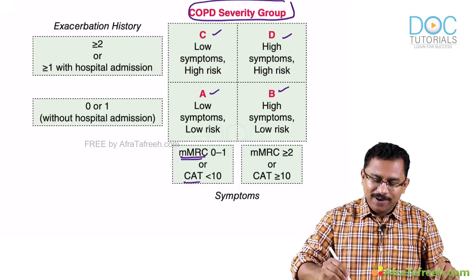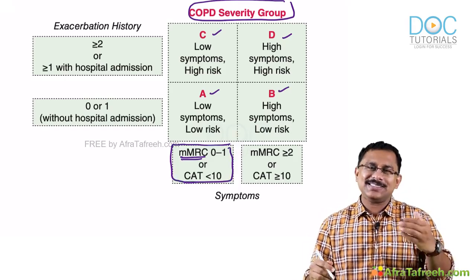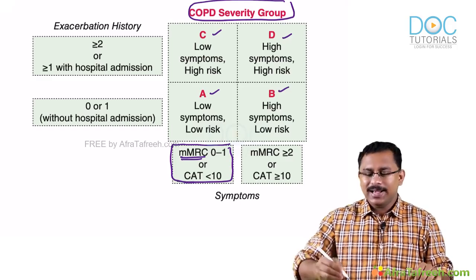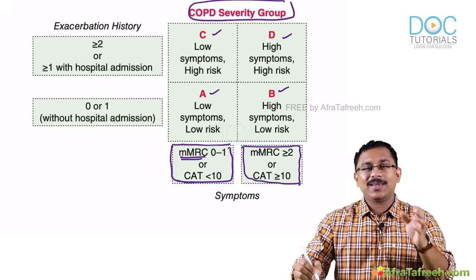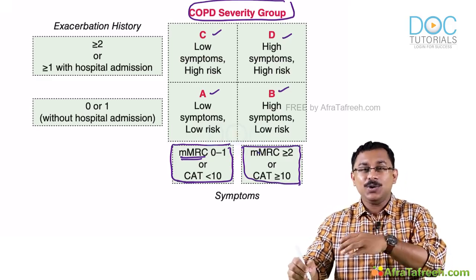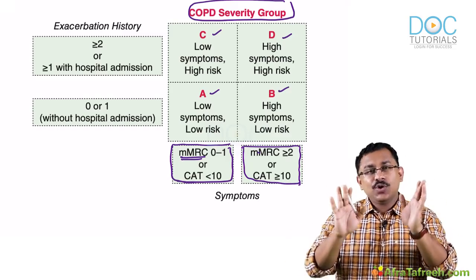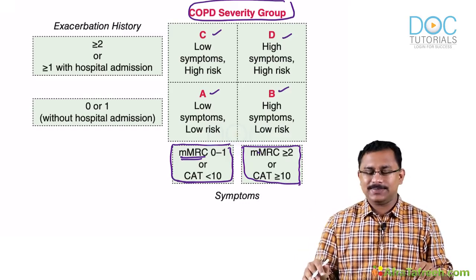So you have 2 boxes here. One is where your MMRC is 0 to 1 and your CAT score is less than 10. And the other in which the MMRC is more than or equal to 2 or the CAT is more than or equal to 10. So you tell me A, B, C, D. I have grouped like this.